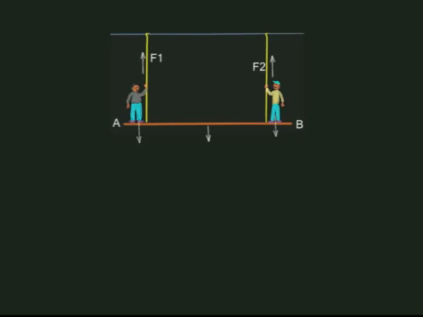So if I remove the boys first and find the tensions due to the weight of the bar, the system is in equilibrium. So upward forces equal downward forces. So F1 plus F2, those are the upward forces, should be equal to 20 Newton, downward force due to the weight of the bar. Remember, 2 kilograms is equal to 20 newtons.